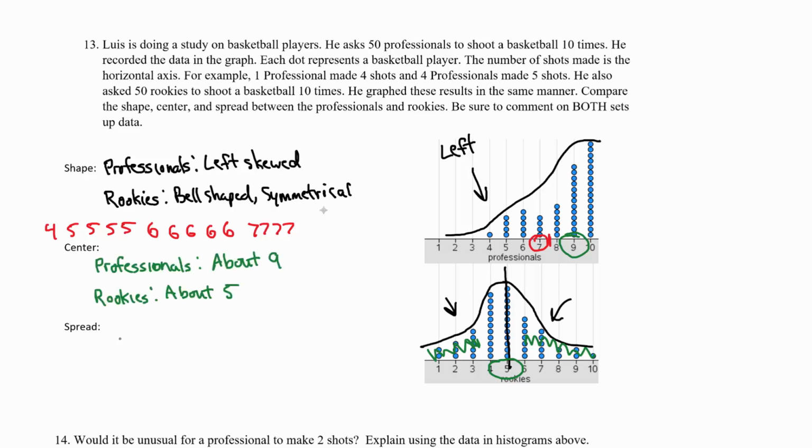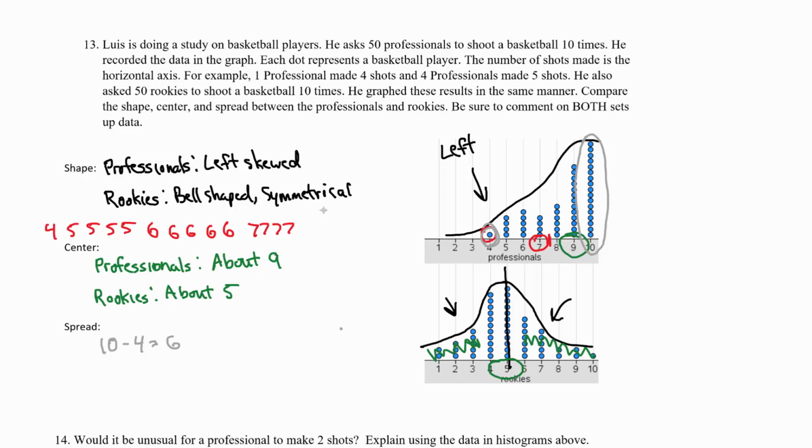And the last thing we're going to talk about is spread. And spread is how much that data varies. So for professionals, the lowest amount of shots made was 4 right here, and then the highest amount of shots made were all 10 shots. So we started with 10, and then we went all the way down to 4. So the difference of that was 6, and that's what we would call the range. So the data ranges by about 6 shots.